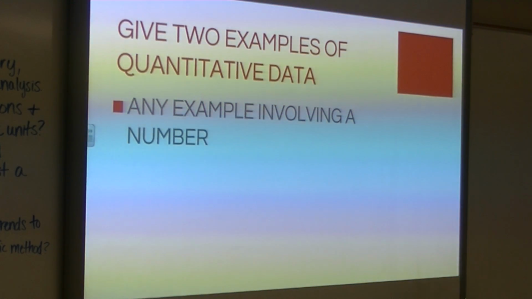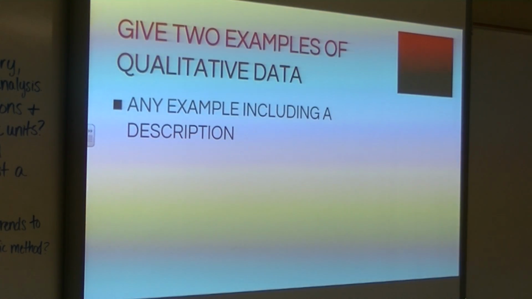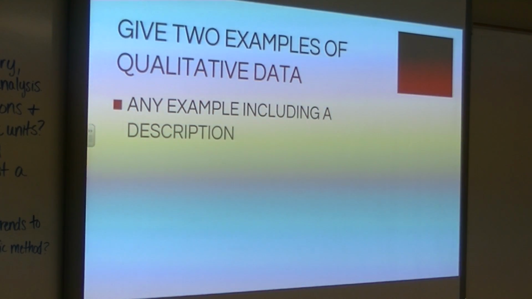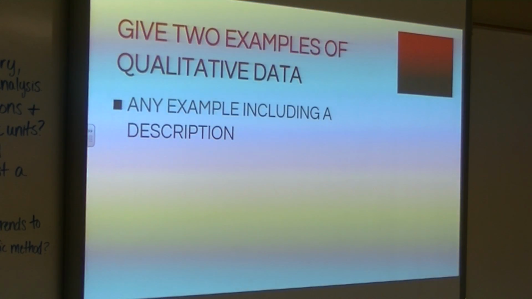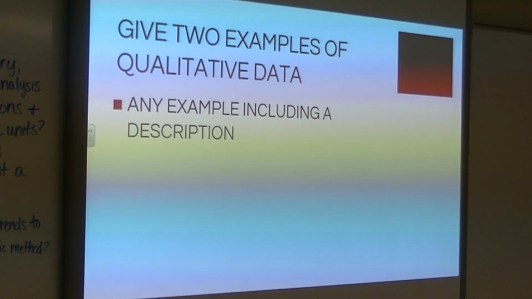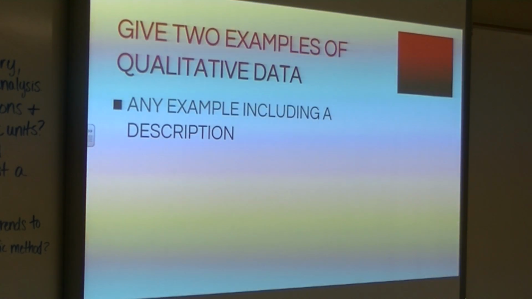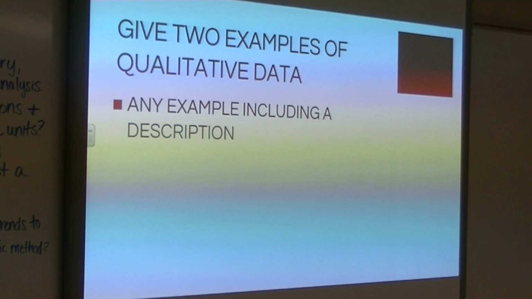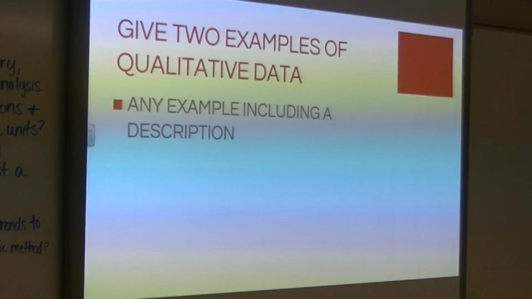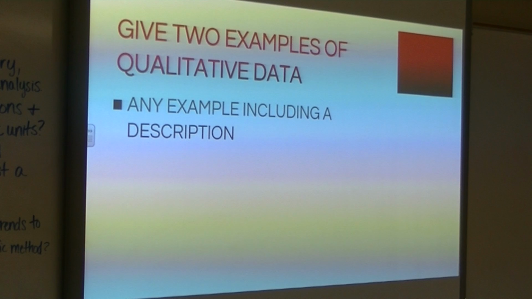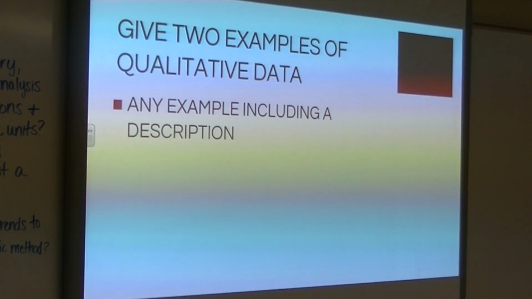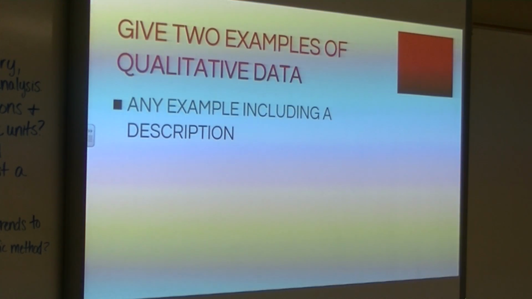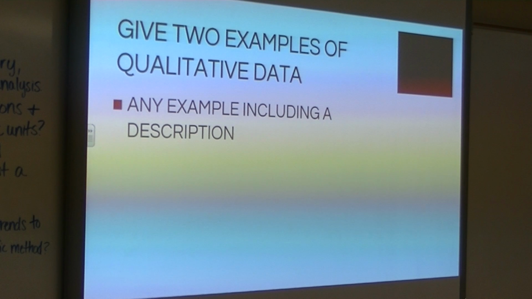All right, so we've talked about quantitative, so now let's talk about qualitative. What does the beginning of the word qualitative look like? Quality. Great. So any data that includes a description. The grass is green. The sky is blue. This person is tall, this person is short. That's all qualitative data, because it gives qualities. So go ahead and give two examples of qualitative data.